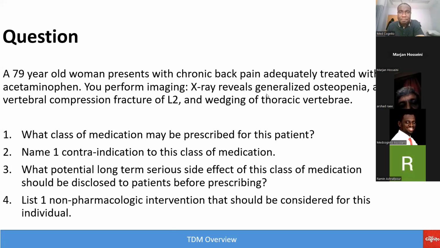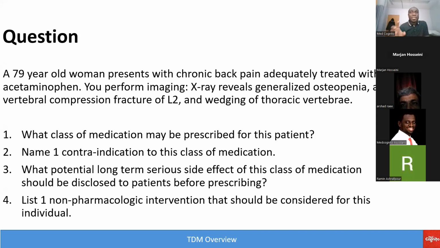All right, perfect. A 79-year-old woman presents with chronic back pain, adequately treated with acetaminophen. You perform imaging. X-ray reveals generalized osteopenia, a vertebral compression fracture of L2, and wedging of thoracic vertebrae. What class of medication should be prescribed for this patient? So we have 4 questions. Name one contraindication to this class of medication. The third question is, what potential long-term serious side effects of this class of medication should be disclosed before prescribing it? Number four is one non-pharmacological intervention that should be considered for this individual.